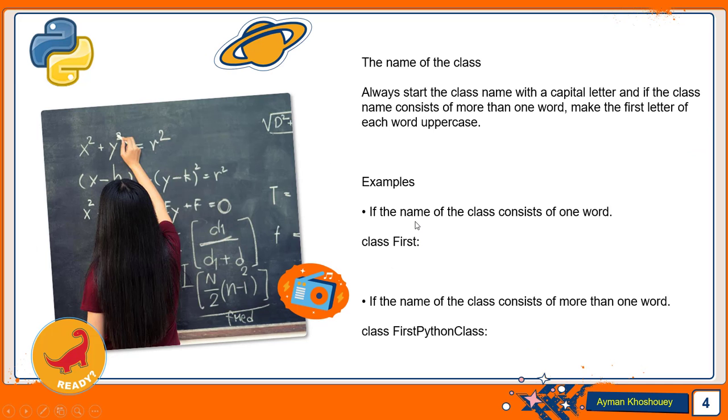For example, if you want to name a class, you must start with a capital letter and then small letters. If you want the name of the class to contain many words, you must put the first letter of every word in capital, like this. Here is one word, class First. The name of the class is First. Here the name of the class is FirstPythonClass. You see that it starts with a capital letter for each word.